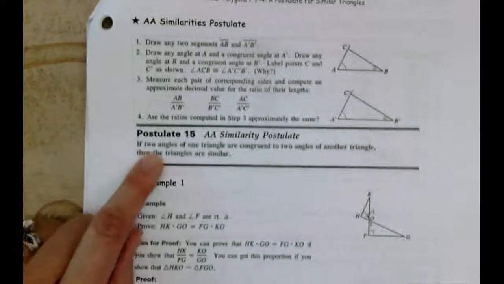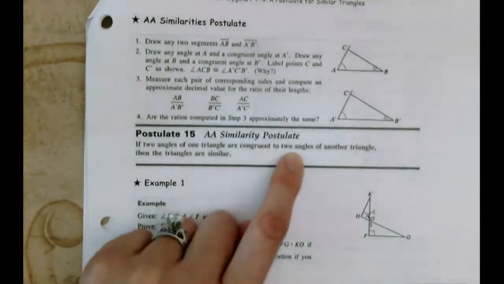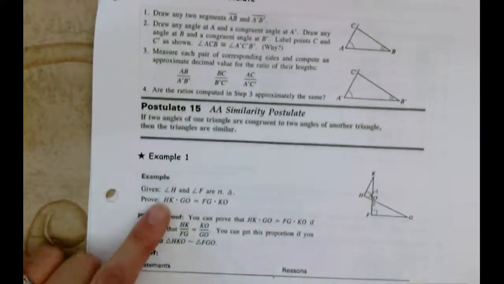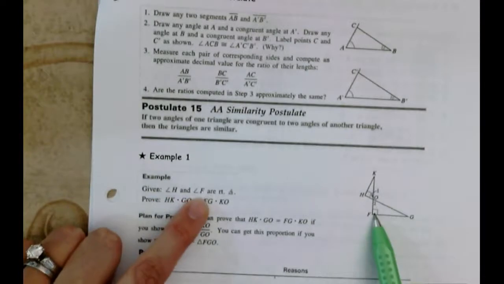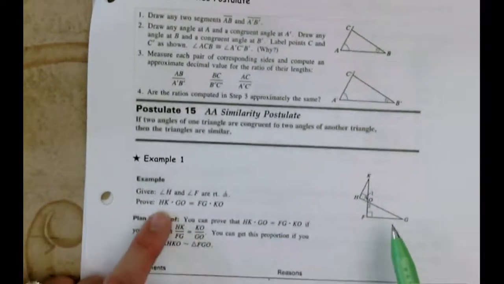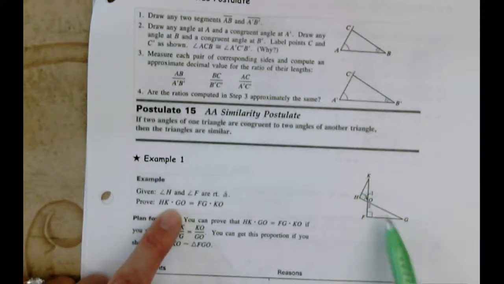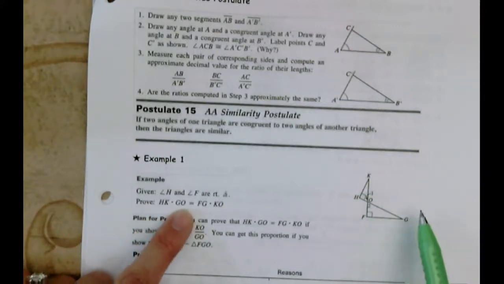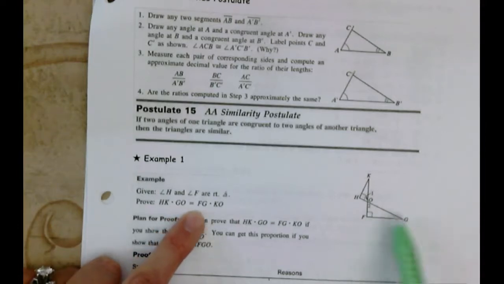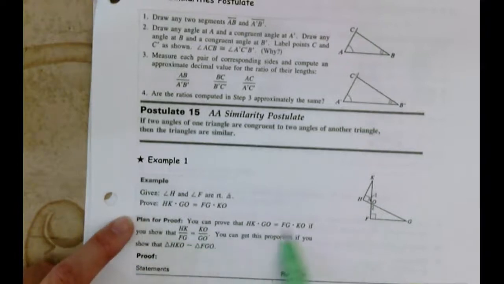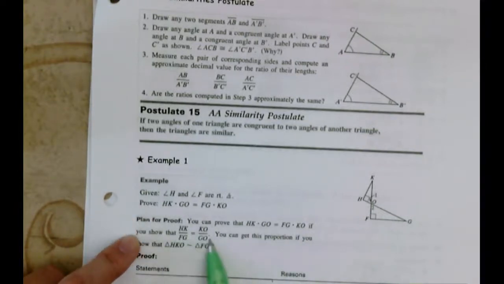Okay, so the postulate: if two angles of one triangle are congruent to two angles of another triangle, then the triangles are similar. Okay, so given that angles H and F are right angles, prove that HK times GO is FG times KO. From the proof, you can prove that if these proportions are correct, and you can do this if the triangles are similar.